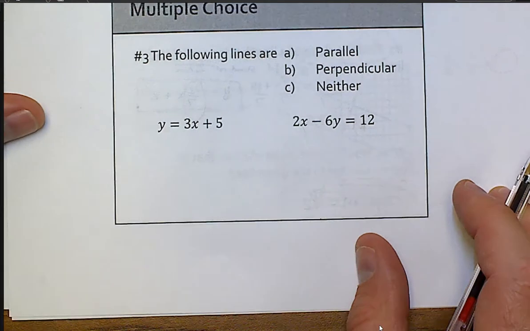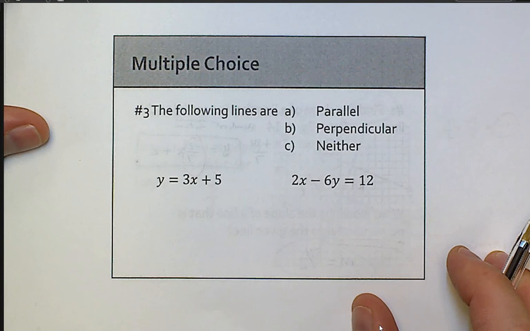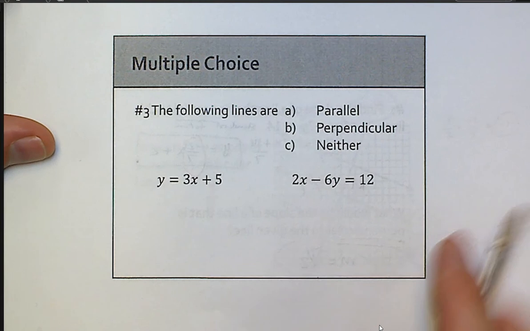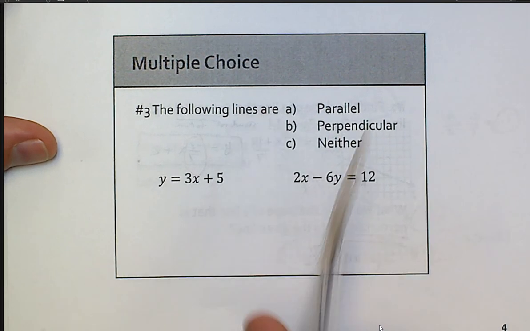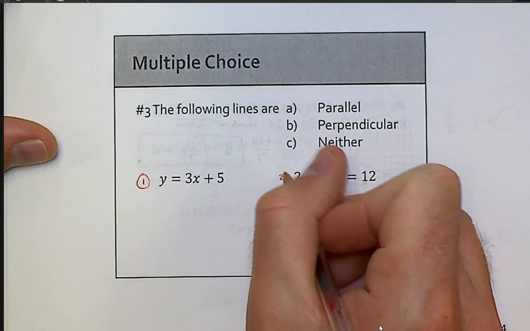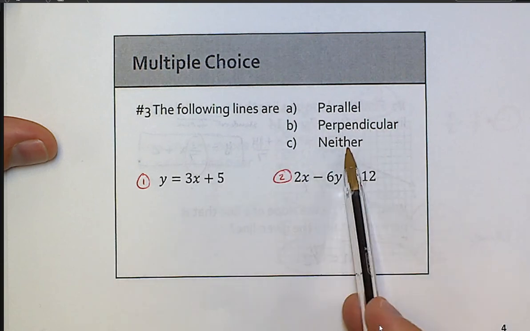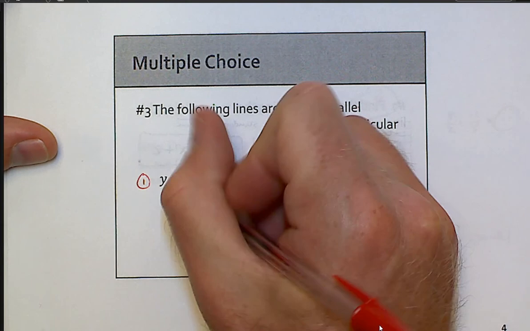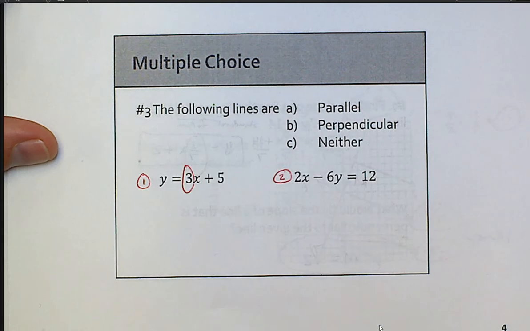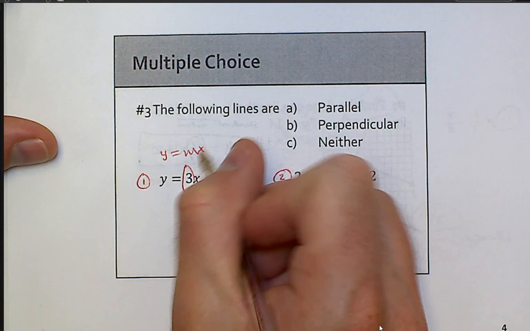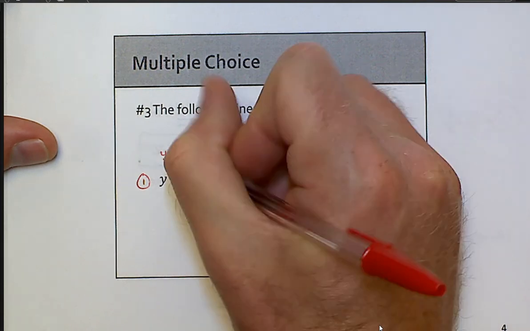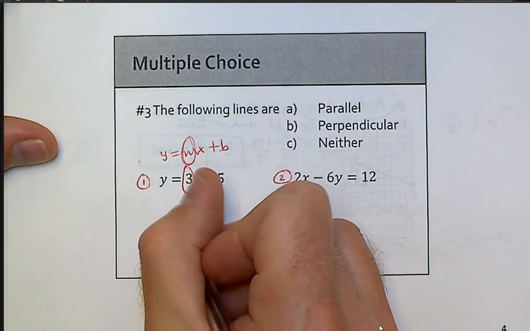Next question, number 3, says the following lines, so this is like line 1, this would be line 2. These two lines here, are they parallel, perpendicular, or neither? Well, in line 1, it's kind of nice because it's in slope-intercept form already. Remember, y equals mx plus b, that's slope-intercept form, so we're focusing on m. So we know the slope is already 3.